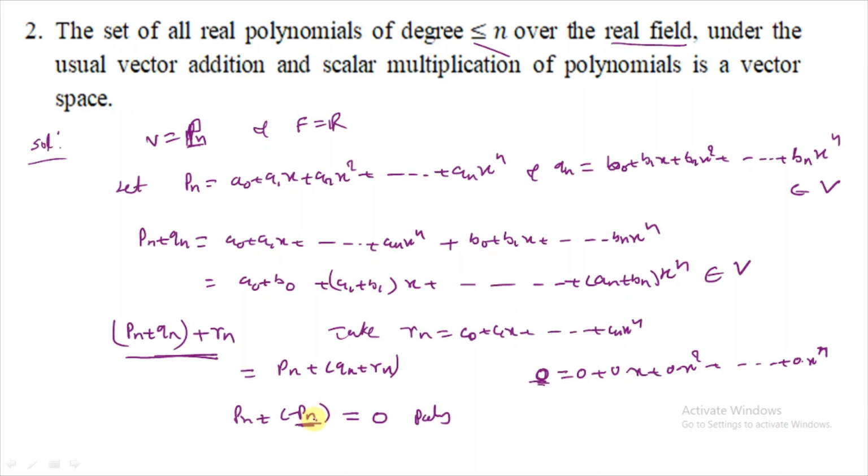Next, another property: commutative. You can check it as usual: pn plus qn is the same as qn plus pn.